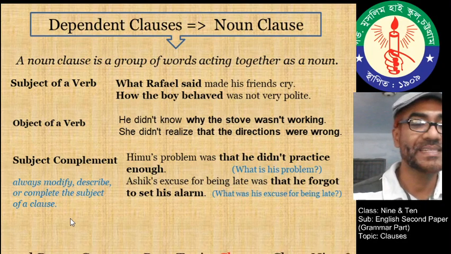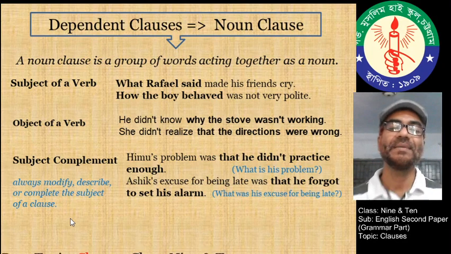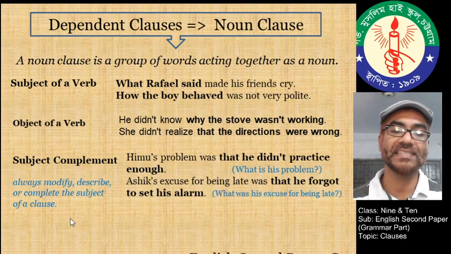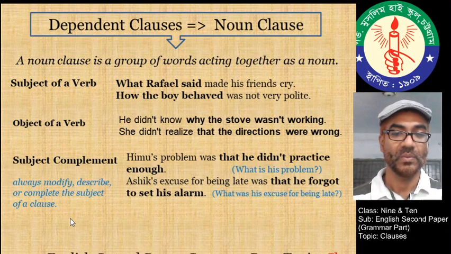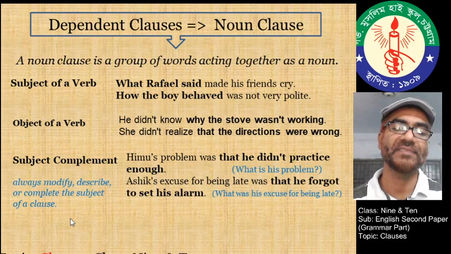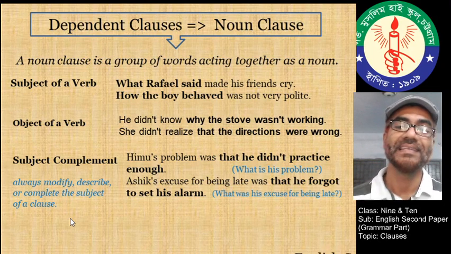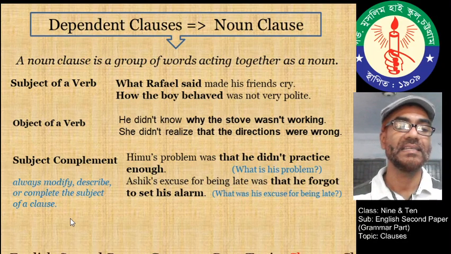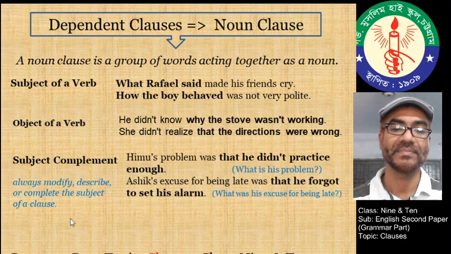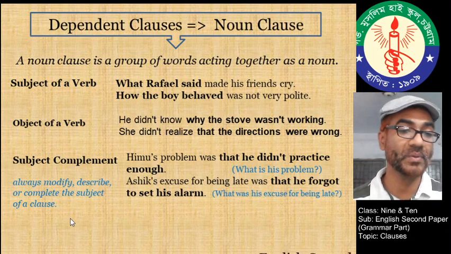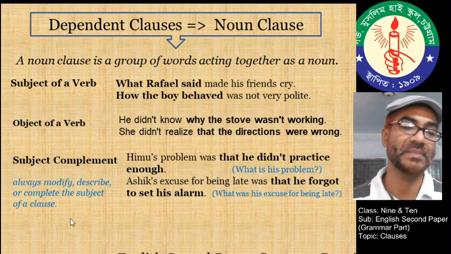And then subject complement. You see, Himu's problem was that he didn't practice enough. What is his problem? That he didn't practice enough is his problem. So here that he didn't practice enough is the subject complement, and it's a noun clause working as a subject complement.